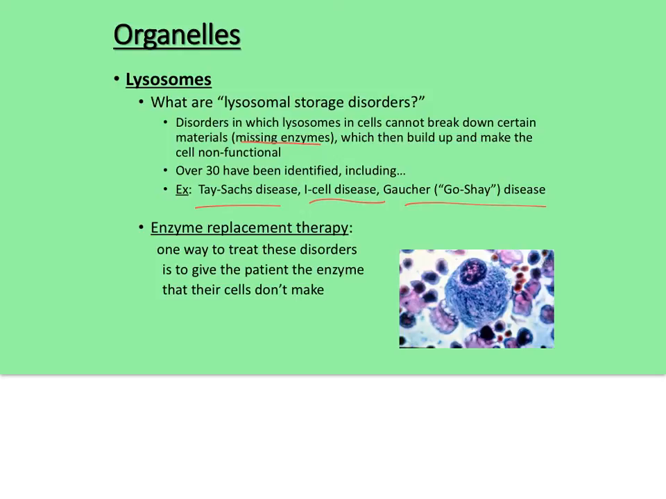Now, one way that you can treat these types of disorders is called enzyme replacement therapy. You can't cure these diseases because, kind of like type 1 diabetes, it's genetic. We can't change their genes. But if you could provide them with the enzyme that their cell is not making, then potentially the enzyme would be enough to break down whatever that product is, kind of fix their lysosomes, and keep them alive for a longer period of time.